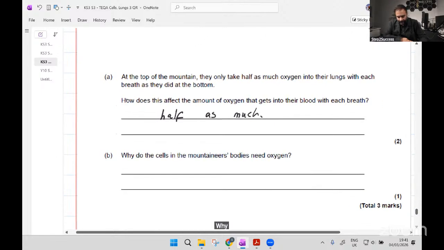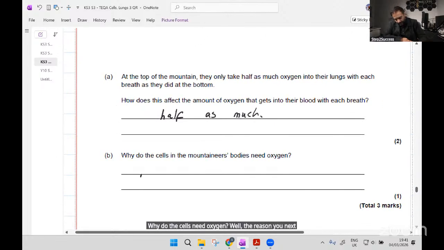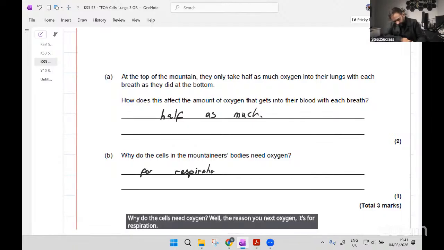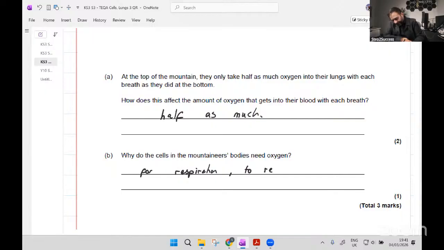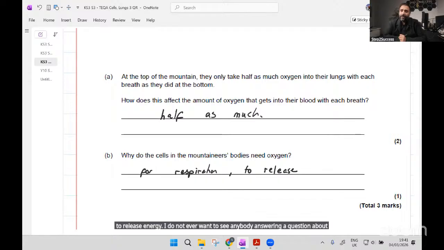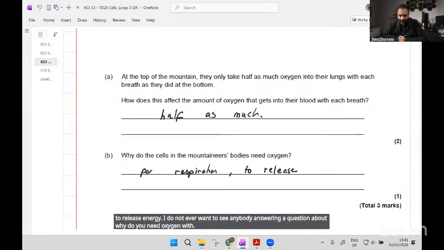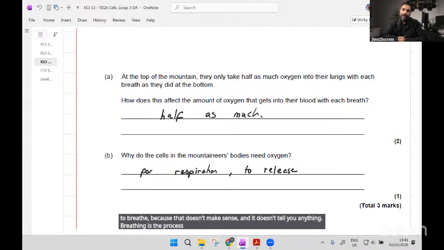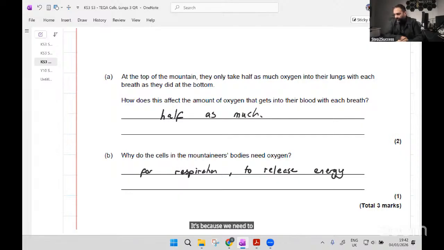Why do the cells need oxygen? Well, the reason you need oxygen is for respiration to release energy. I do not ever want to see anybody answering a question about why you need oxygen with "to breathe", because that doesn't make sense and it doesn't tell you anything. Breathing is the process of getting oxygen in. It doesn't tell you why you need it. It's because we need to release energy using this oxygen.